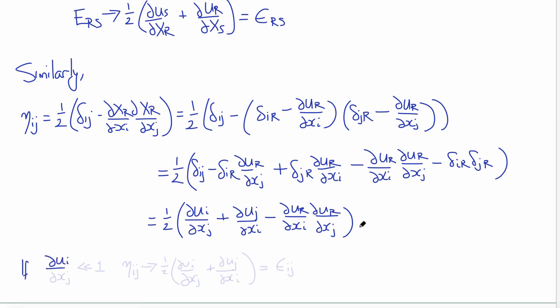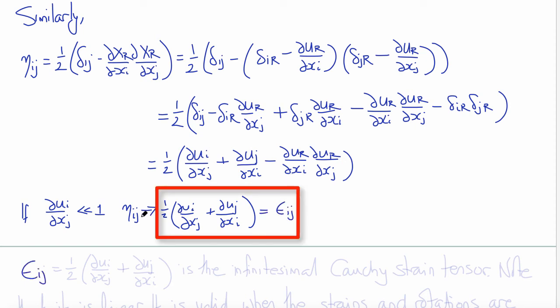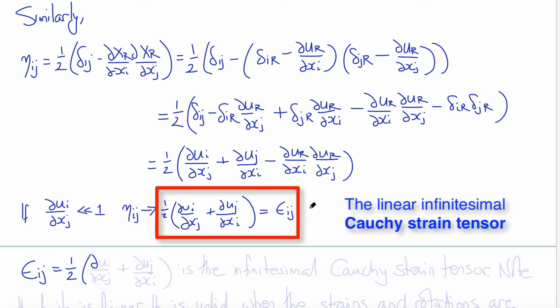Again, in the limit when the displacement gradients are very small, this term is quadratically small and the Almansi strain tensor tends to ∂ui/∂xj plus ∂uj/∂xi, which is again the Cauchy infinitesimal strain tensor.